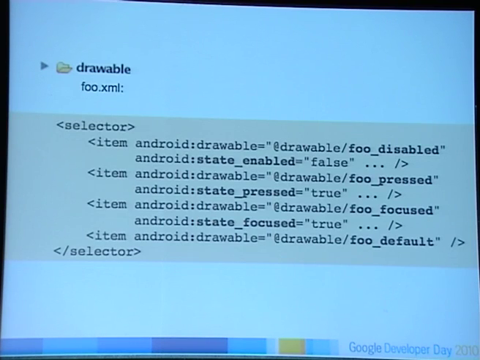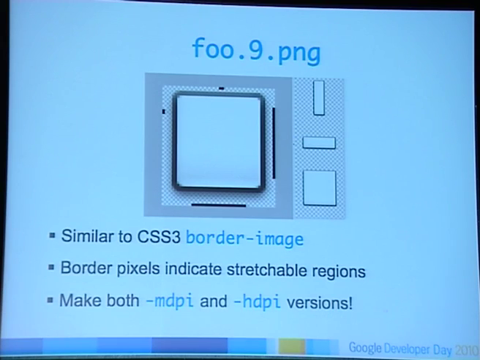You then link these up using something called selector XML. This is just an example of a drawable that links to other drawables in different UI states. And finally, you're probably going to have to use 9 patches. 9 patches, very quickly, are very similar to CSS3's border image. It's a way of creating a graphic for a UI element that's scalable to any width and height, but it's defined as one image instead of 9 different images or using vector graphics.